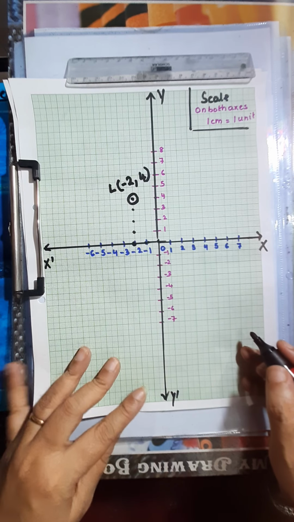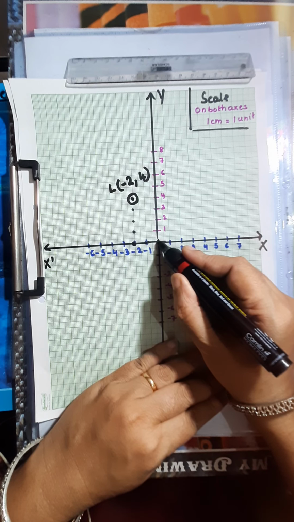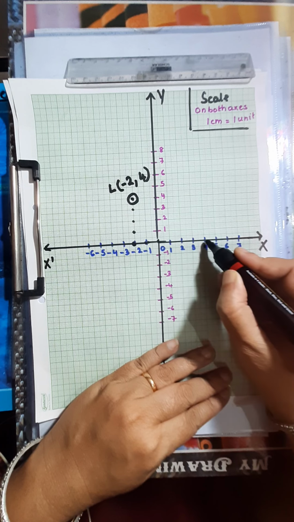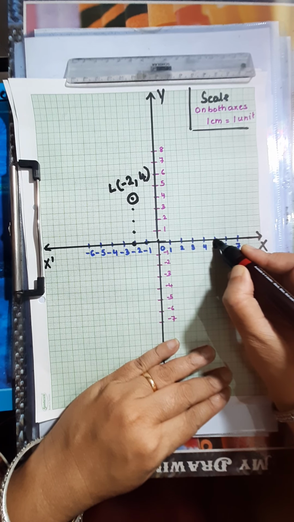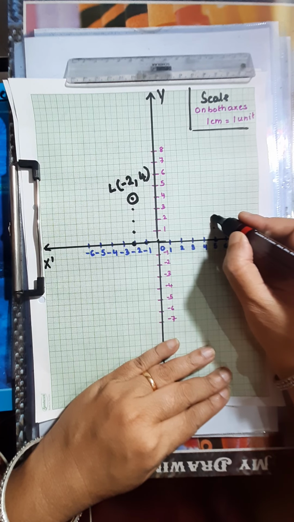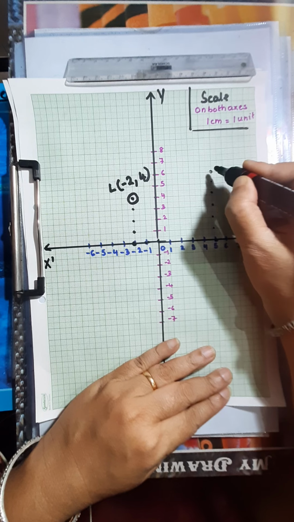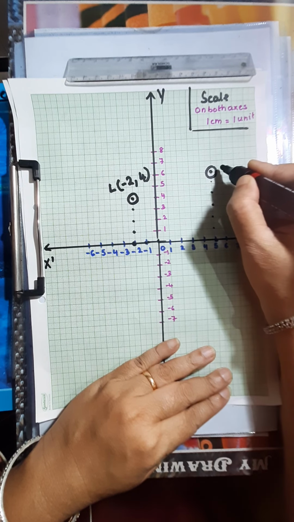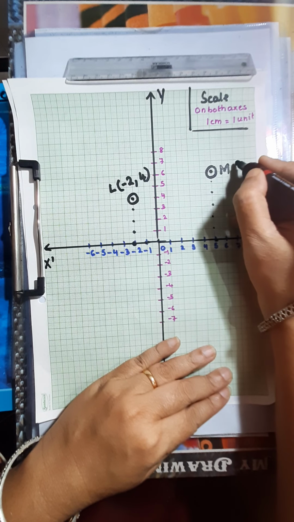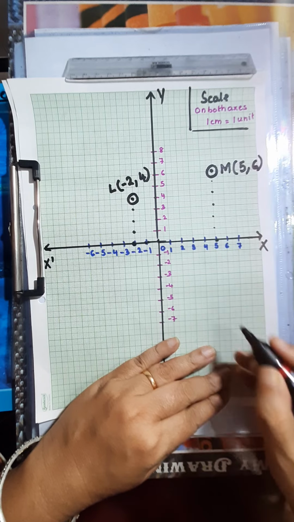Now the second one, 5 comma 6. So you move 5 from 0. First you move on your x-axis 5. 1, 2, 3, 4, 5. Then you have to move 6, means you move up. 1, 2, 3, 4, 5 and 6. So here you mark this, call it as M 5 comma 6. Is that clear?